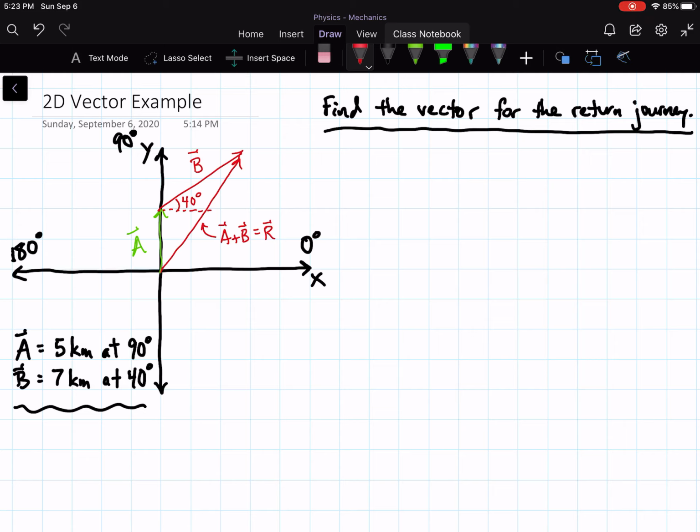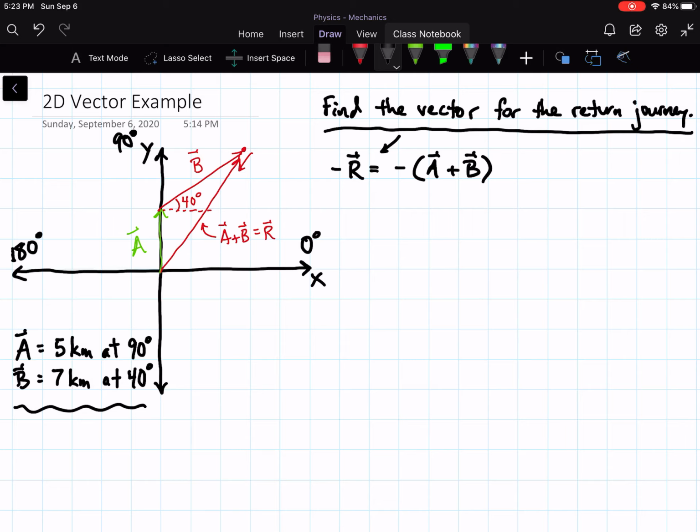And that is great and all, but it doesn't actually tell us what the return journey would be. Now, the magnitude of it would be the return journey, right? You get to the end of B, and you want to go home, so you go this direction for the number of kilometers that A plus B, or R, is. So what we really want to find is the negative of R, right? That's what this problem is telling us. Or the negative of A plus B.